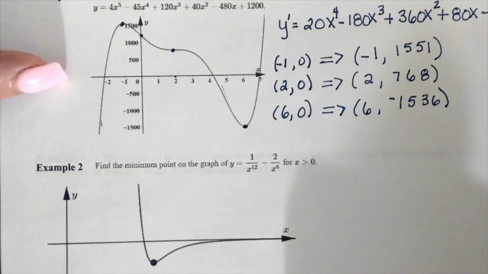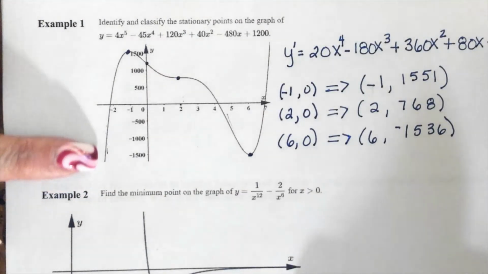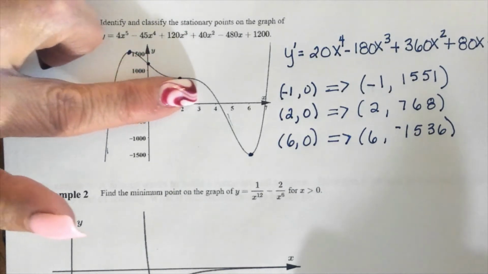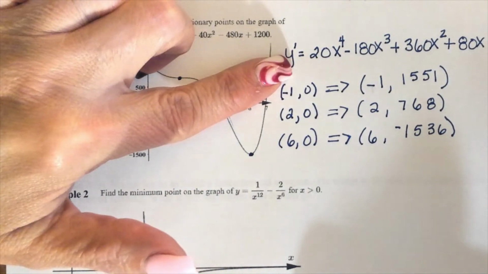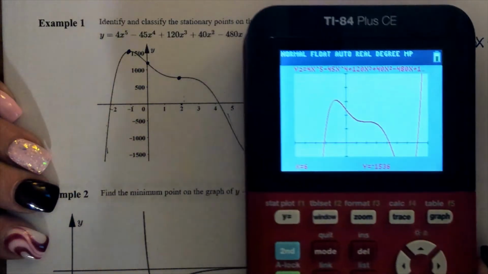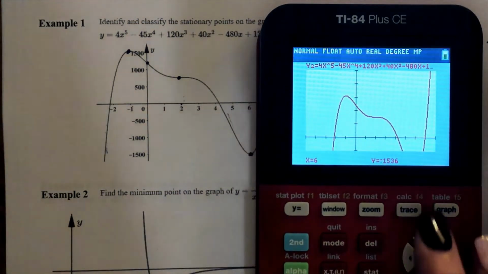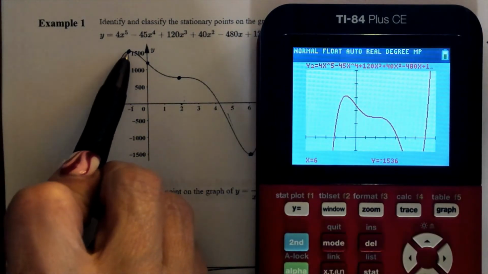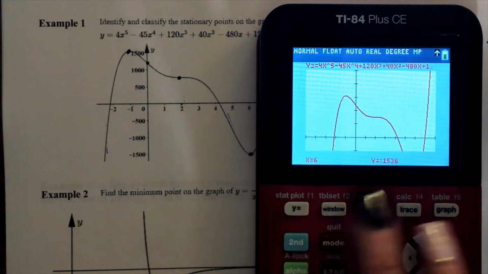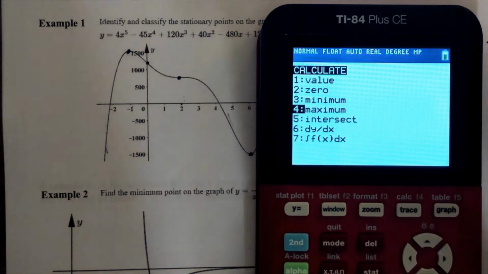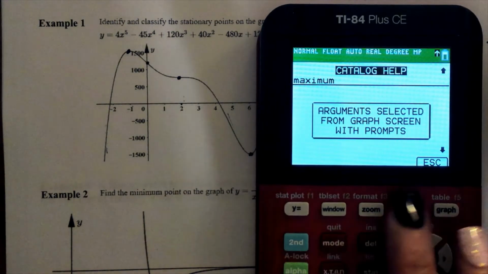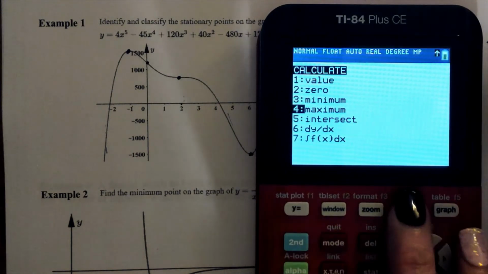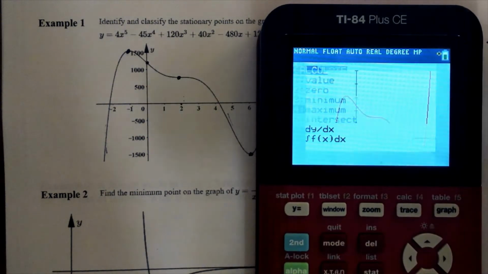Those are my stationary points where my graph switches from one direction to the other all throughout this graph. Now, I want to show you from Algebra 2, what if I just calculated the maximum right there? What if I said second calculate the maximum? Oh, I hit the wrong button. Okay, escape. Second calculate the maximum.